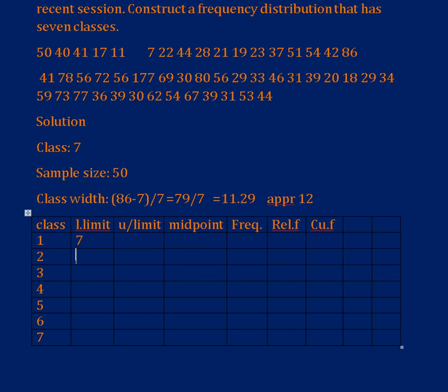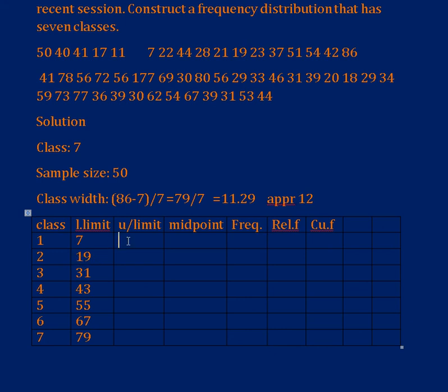So that will be our class width. For us to get the next lower limit, you have to add the class width to the previous lower limit. So you add 12 to 7, and that gives you 19. You do it again, you add 12 to 19, it gives you 31. Add 12 to 31, it gives you 43. You add 12 to 43, it gives you 55. And you continue that way.